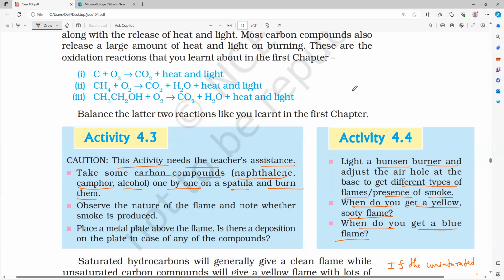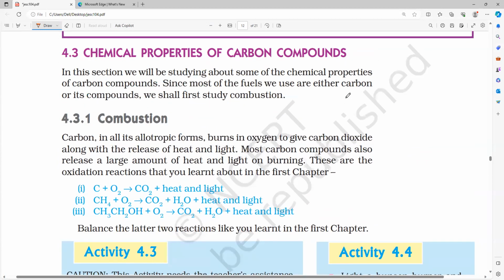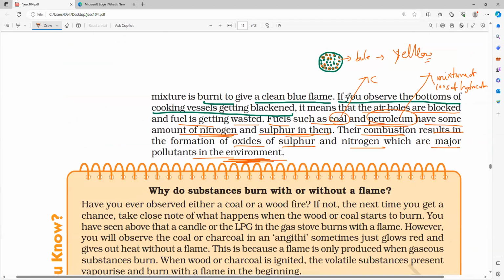When do you get a sooty yellow flame, guys? When the oxygen-supplying holes are blocked. If you observe, the holes are blocked and the fuel is getting wasted. By that time, what will happen? If there is no sufficient supply of oxygen, instead of a blue flame, you will get what flame? Everybody, all of you. Yes, please respond.